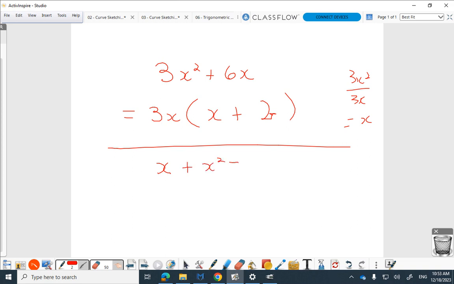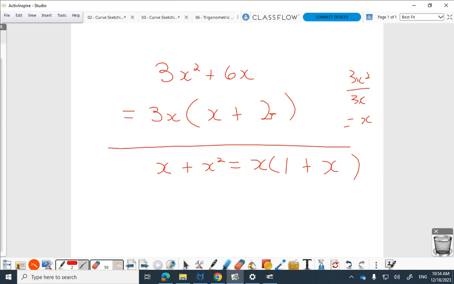What's common to both x and x squared? X. And when I take x out of x, it's x. What's left? 1, because I'm dividing. x divided by x is 1. That's where the 1 came from on the previous example. And then if I divide an x out of x squared, there's still an x left.